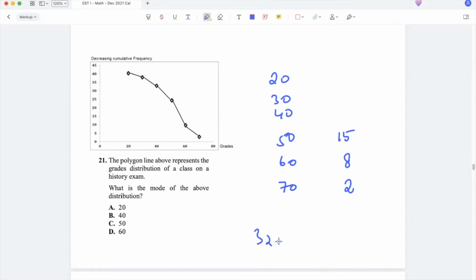So 32 minus 25. So that's 7. And then 30 is about 37. So 37 minus this was 32, right? So this is 5. And then 40 minus, so 3. So the mode would be the one that occurs most often. So that's 50.